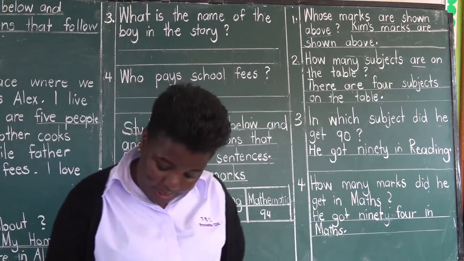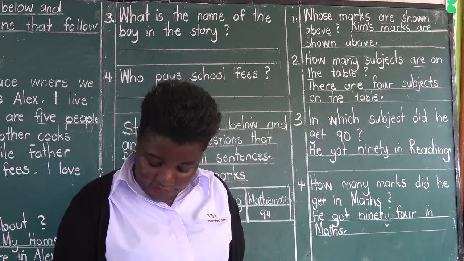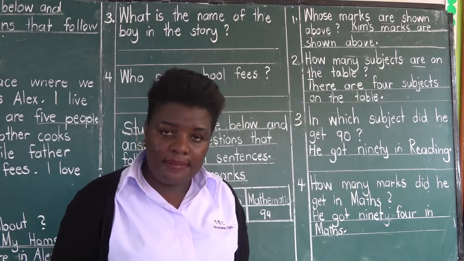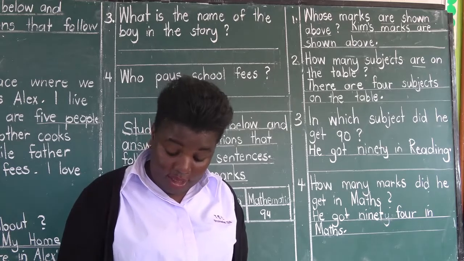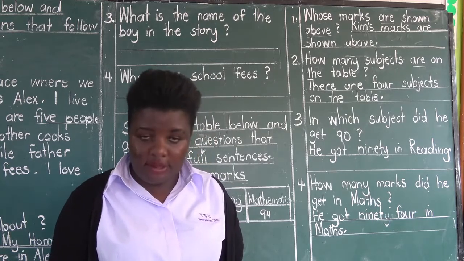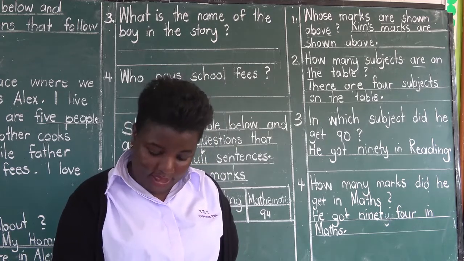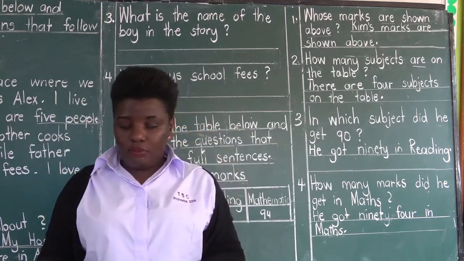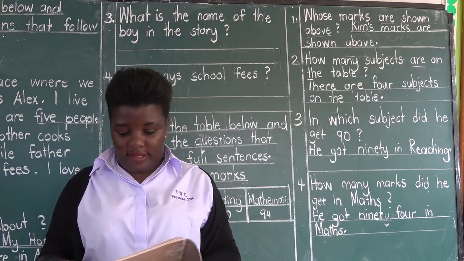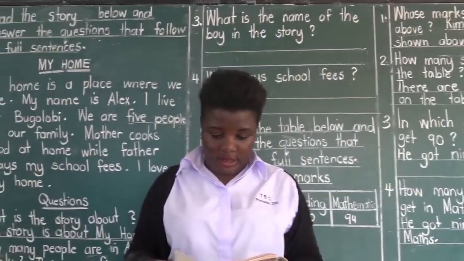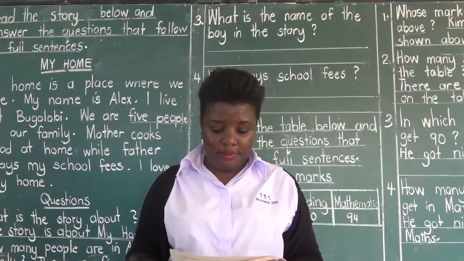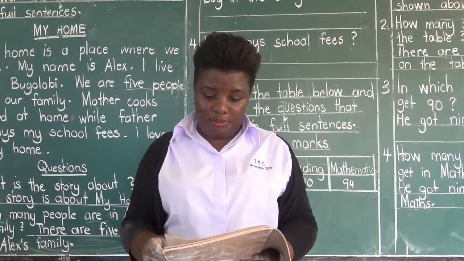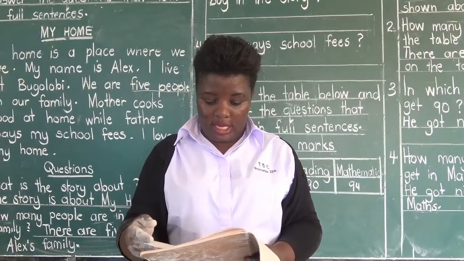The next one on page 17, we have to read the rhyme below and, in full sentences, answer the questions. This time round, we don't have it on the chalkboard, but if you have a booklet like mine, the rhyme is on page 17. So I'm beginning to read the rhyme. Can you please read with me?